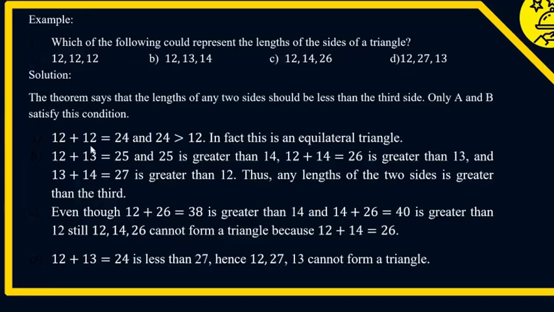Letter D, we have 12, 13, and 27, or 12, 27, 13. So 12 plus 13 is 25, which is less than 27. Hence, 12, 27, 13 cannot form a triangle. So if the three sides of the given triangle satisfy the three conditions that we have, then it forms a triangle.